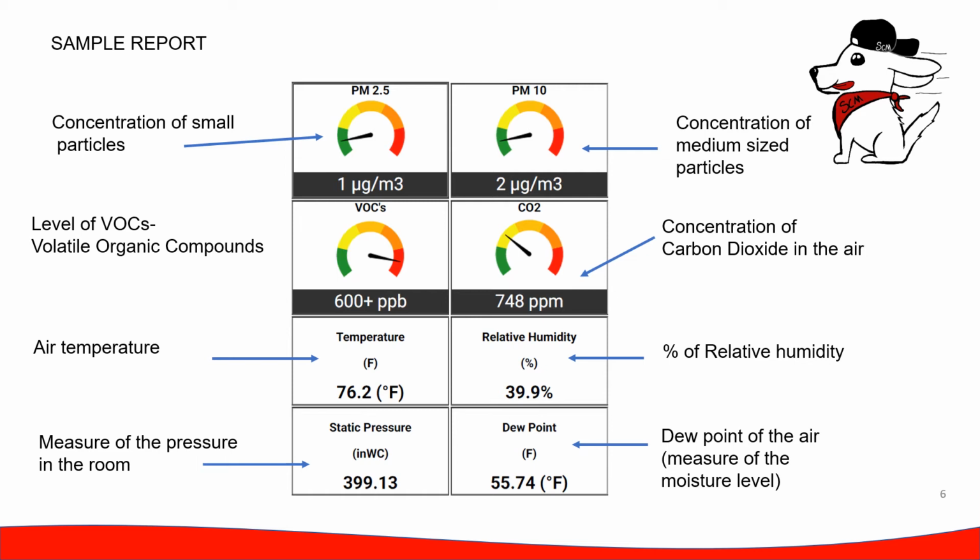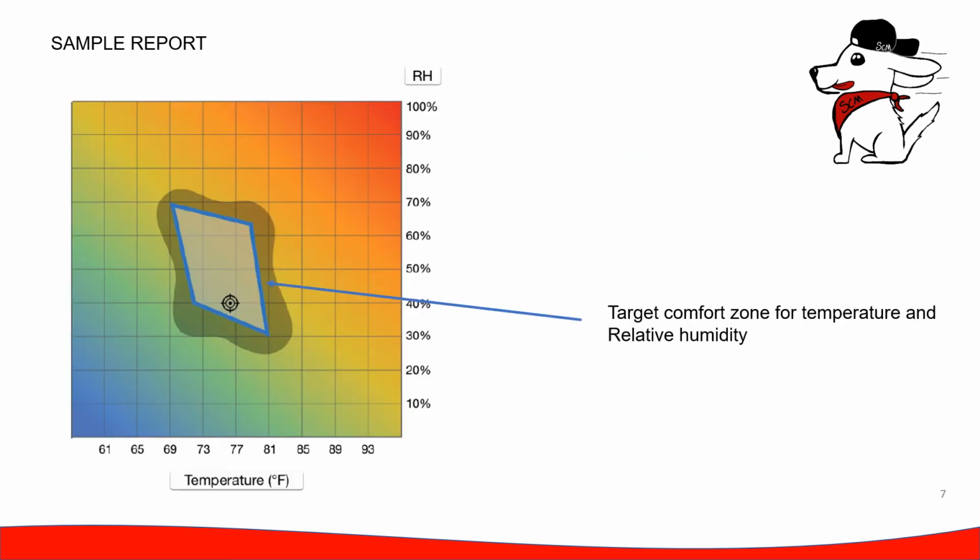Bottom left is the static pressure. This looks at the pressure inside the home. We can compare that to outside pressure, so we can get a sense of whether the home is under negative pressure. There are examples where, whenever your system's running, it can be creating negative pressure inside your home.